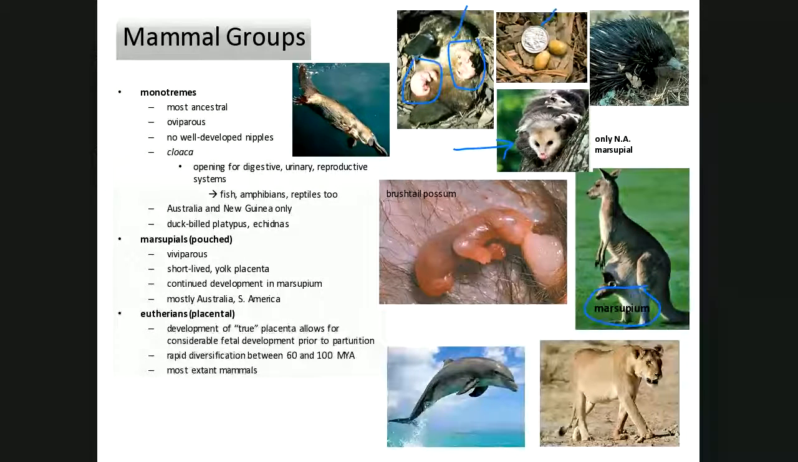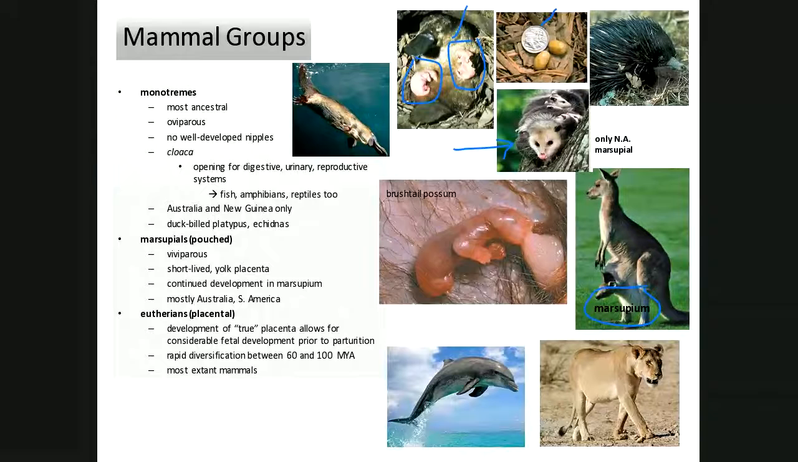They're viviparous, so they don't lay eggs. They have a short-lived yolk placenta, and then the young continue to develop in the pouch. Now, how that fits between monotremes and the rest of the placental mammals is, I always tell students that marsupials deliver their young half-baked. They're not quite finished yet. They're not necessarily finished when we deliver our young and they can't survive on their own, but they're not as far along developmentally.